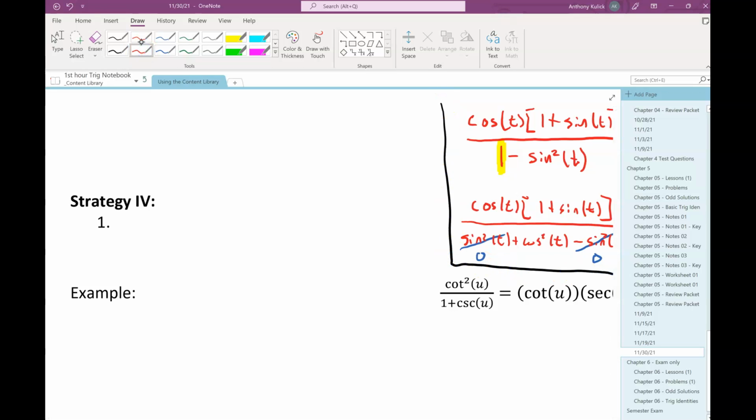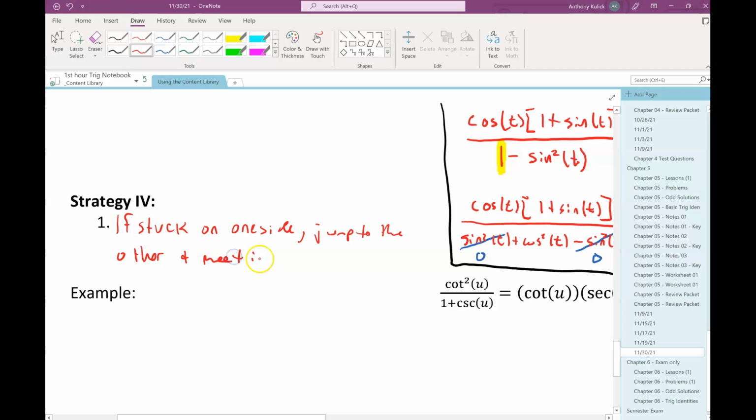All right, one final strategy. So the final strategy is, if we get stuck on one side, we can jump to the other side and try to work on meeting somewhere in the middle. So that's what we'll end up doing on this next one.